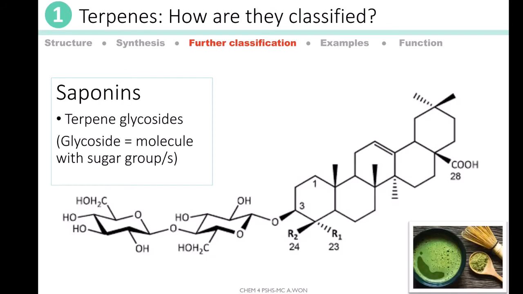Another type of terpene is saponins. These are terpene structures with sugar molecules. So, pag ang sugar molecules nakakabit sa metabolite, it is called glycoside. So, you might want to review the structures of sugars so you can easily identify them in large molecules.